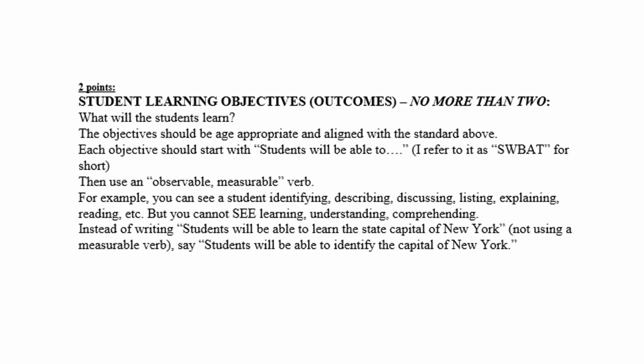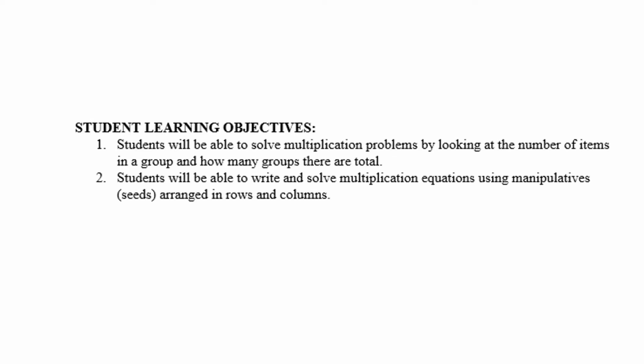Use action verbs that you can see, such as instead of writing, students will be able to learn the state capital of New York. Say, students will be able to identify the capital of New York. So you're looking for action verbs and ask yourself, can I see students doing that? Can I see the outcome at the end? Student learning objectives for the exemplar are students will be able to solve multiplication problems by looking at the number of items in a group and how many groups there are total. And students will be able to write and solve multiplication equations using manipulatives arranged in rows and columns.